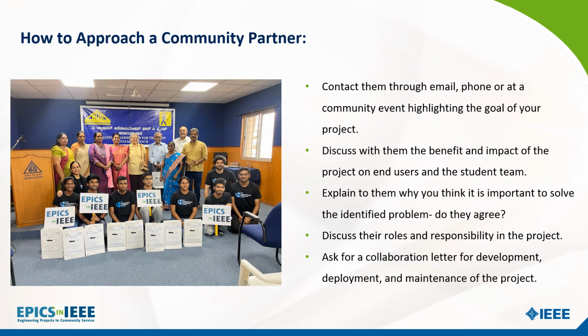Now that you've identified a community partner you'd like to work with, you might be asking yourself, how do I approach a community partner? Some suggestions that we have is contact them through email, phone, or even at a community event that's highlighting the goal of your project. Discuss with them the benefit and the impact of the project on the end users and the student team that will be conducting the project. Explain to them why you think it's important to solve the identified problem, but make sure that they agree and ask for their perspective. Discuss their roles and responsibilities in the project. Ask for a collaboration letter for development, deployment, and maintenance of the project to show that they're on board with the project and are willing to help assist.